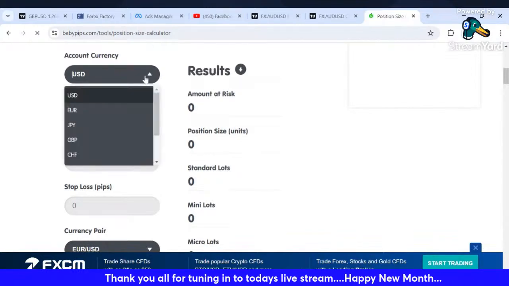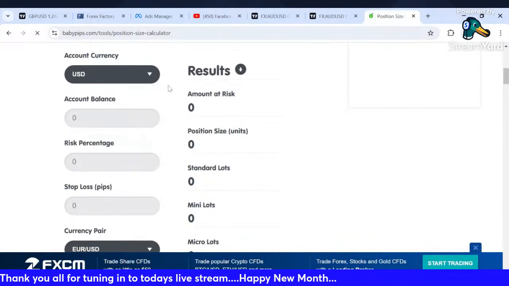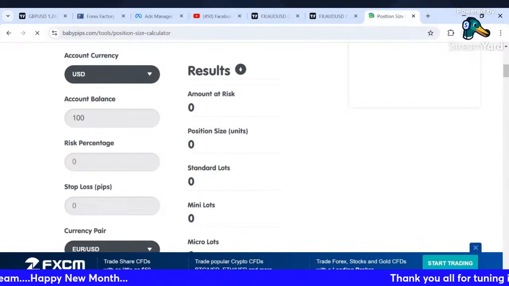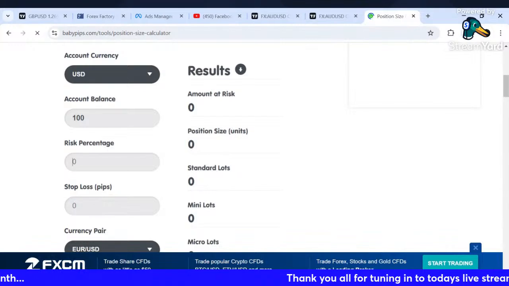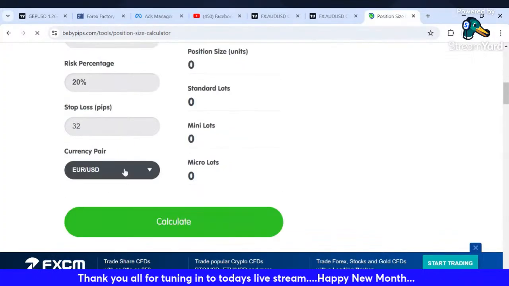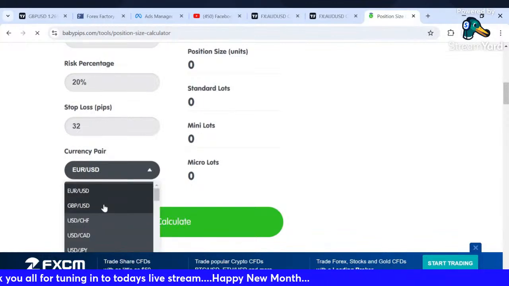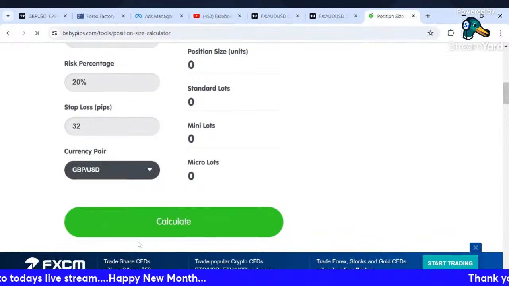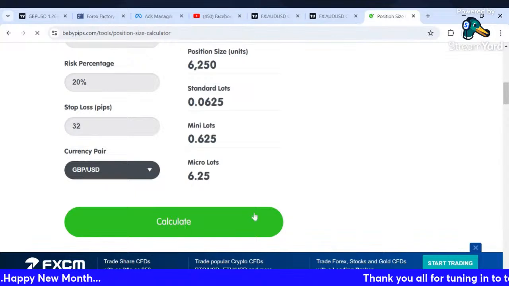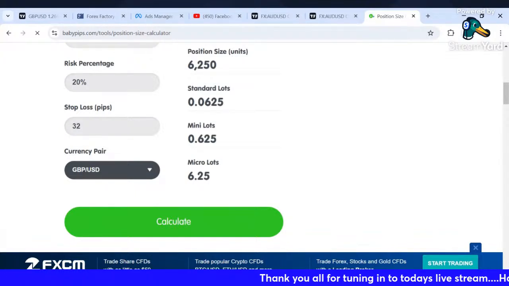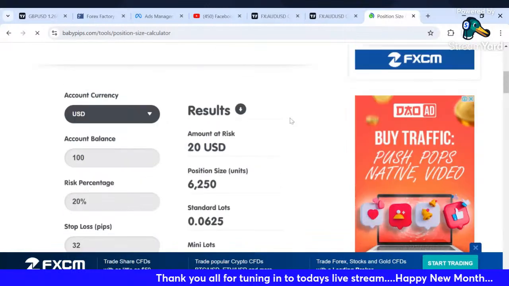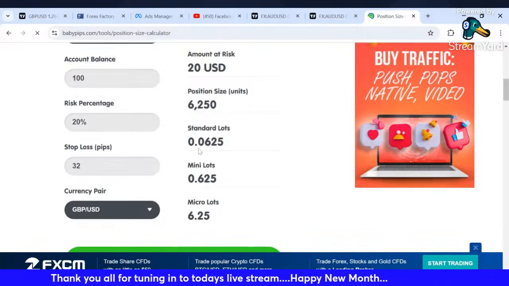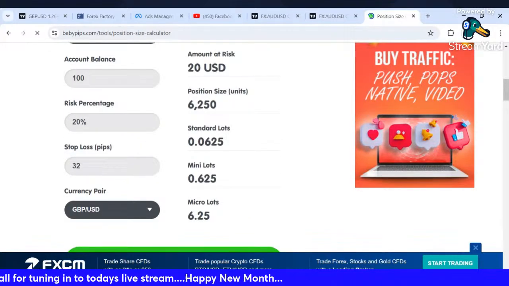So your currency is in what? Dollars. Okay. So your account size is $100. You are risking 20% on the account. Your stop loss is 32 pips. The currency pair you are trading is maybe GBP/USD. Then you click on calculate. If you click on calculate, you are going to get what? 0.06. So that means you can use 0.06 as your lot size.